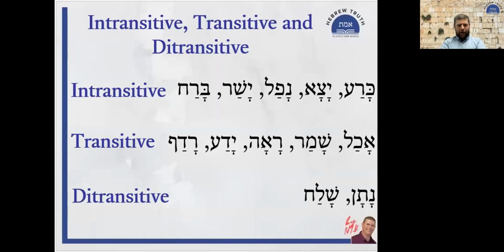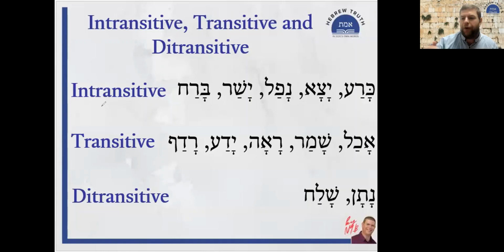Kara, he kneeled. Yatsa, he went out, usually doesn't take one. Nafal, he fell. Yashar, he went straight. Barach, he fled. In the Greek, this is acting like a middle voice. Not active, not passive, but different story. But not unrelated. We have voices also in Hebrew, and we discussed them in unit 21 or something, alongside the basic discussion concerning the binyanim, but that's intransitive.